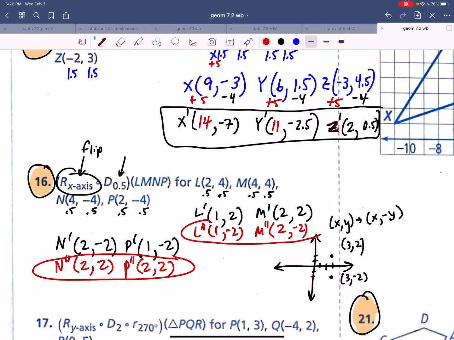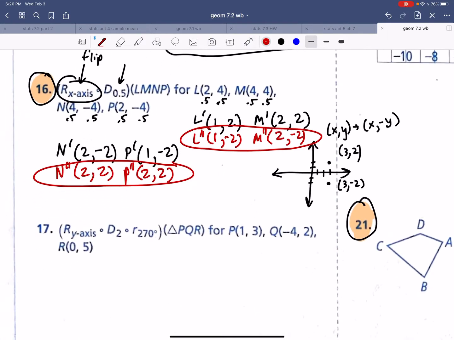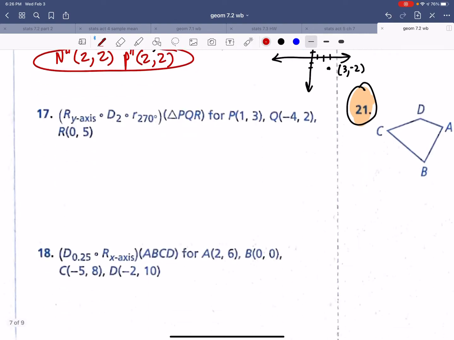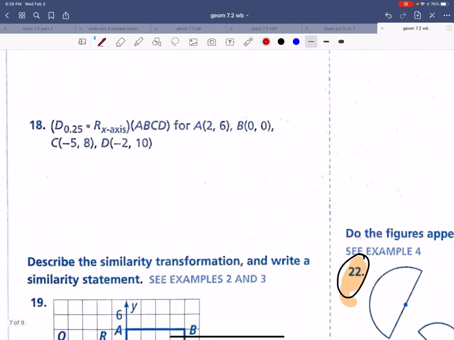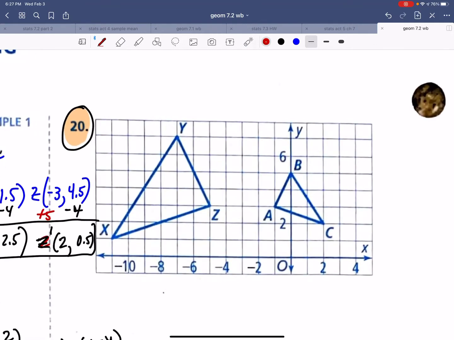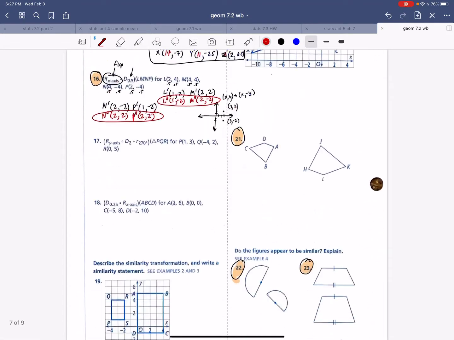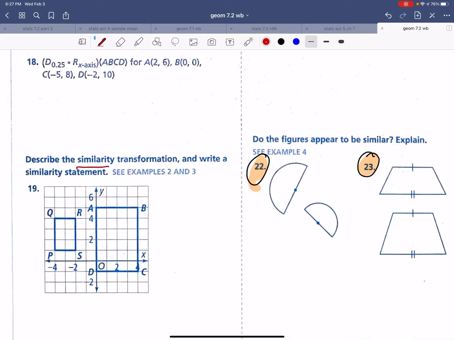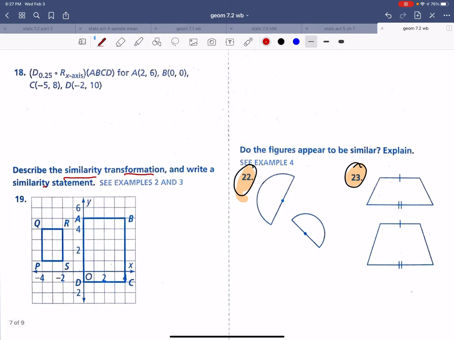Beautiful. All right, there's my new coordinates. Oh, 17 I get to skip. 18, 19, skip, skip, skip. I love it. Well, let's take a look at 20. How do I get this to map upon itself? Let's look at our directions. Describe the similarity transfer motion and write a similarity statement.